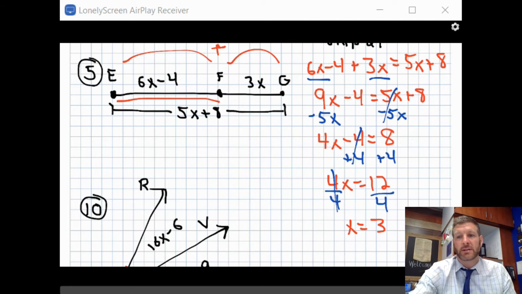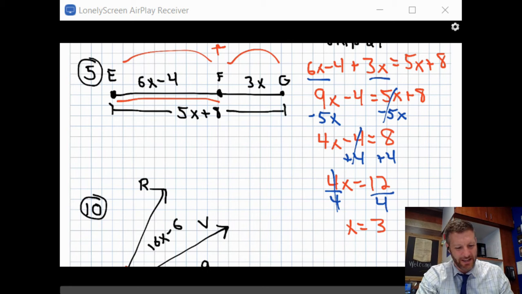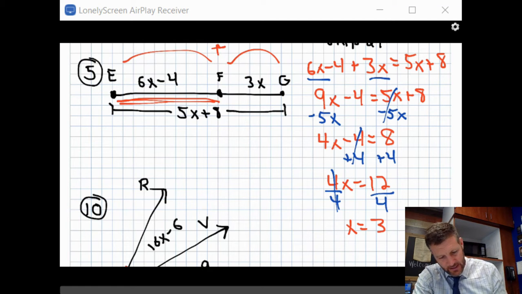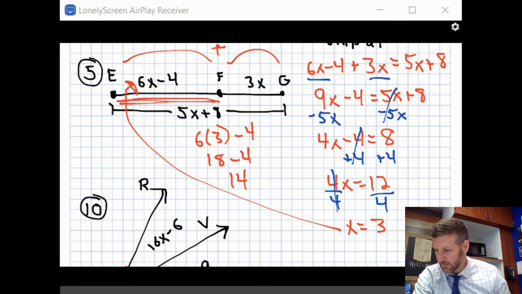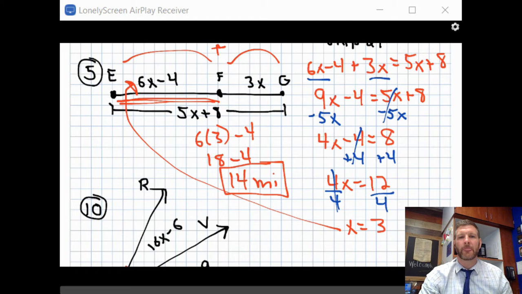Alrighty, so x equals 3. If this is a multiple choice test, don't pick 3 because we're not done yet. Remember, we're trying to find EF. So I need to take this and plug it in right here. So we get 6 times 3 minus 4. 18 minus 4, 14. And we look over, and that is the correct solution. It does say miles, so maybe we'll go ahead and put miles as our unit. 14 miles. Alrighty.